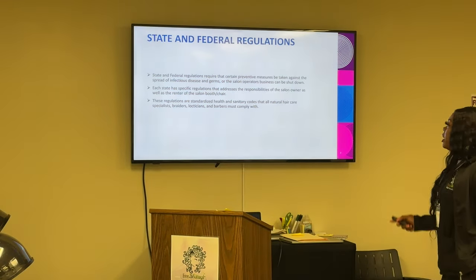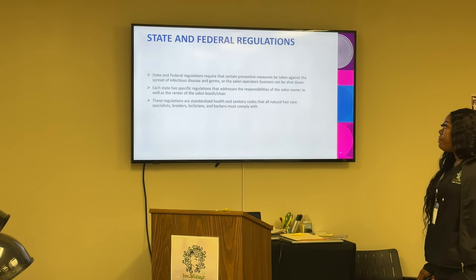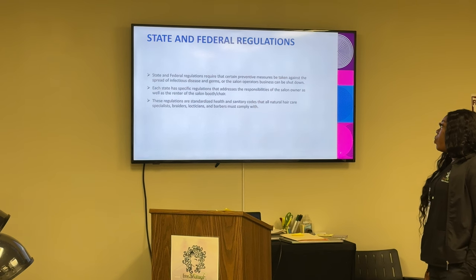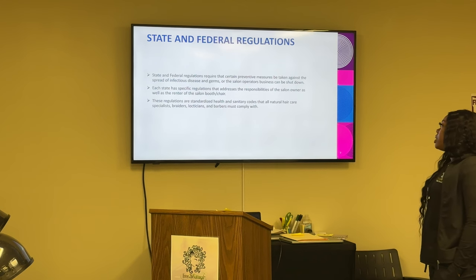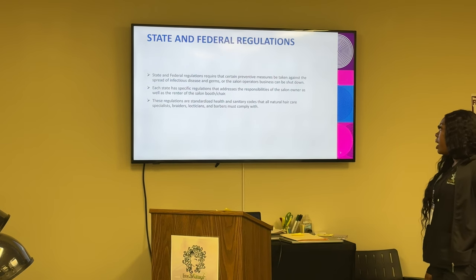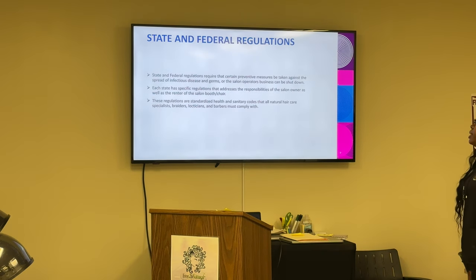State and federal regulations require that certain preventive measures be taken against the spread of infectious disease and germs, or the salon operator's business can be shut down. Each state has specific regulations that address the responsibilities of the salon owner as well as the renter of the salon booth and chair. These regulations are standardized health and sanitary codes that all natural hair care specialists, braiders, locticians, and barbers must comply with.